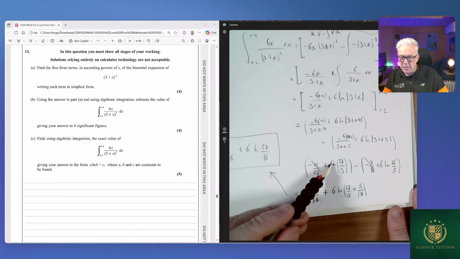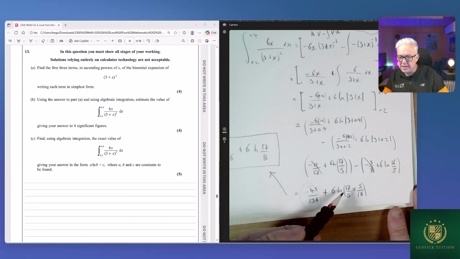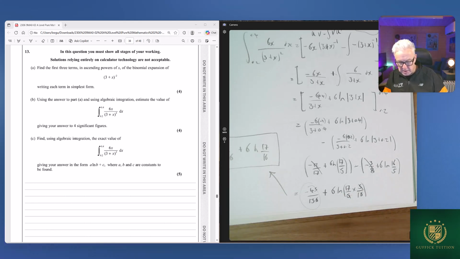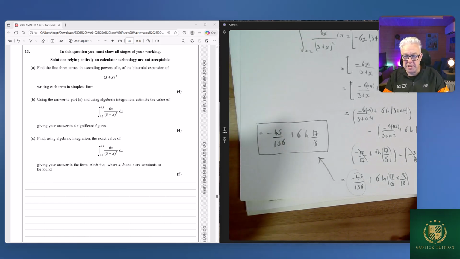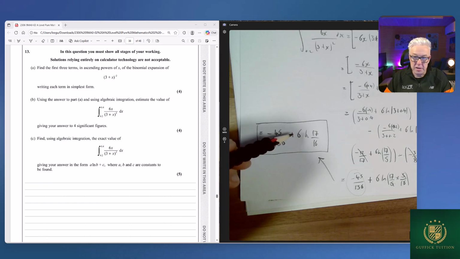And then 6 ln 17 over 5 minus 6 ln 16 over 5 is the same as 6 ln 17 over 5 times by 5 over 16, because subtracting is the same as division, and division is the same as multiplying by the reciprocal. Okay, so therefore the 5's cancel out in that case, and we just get 6 ln 17 over 16. So our final answer for this question is minus 45 over 136 plus 6 ln 17 over 16. And that's our final answer.